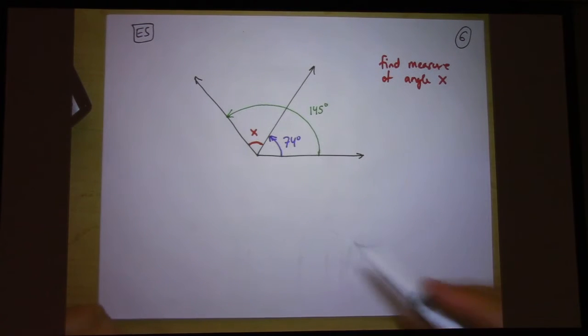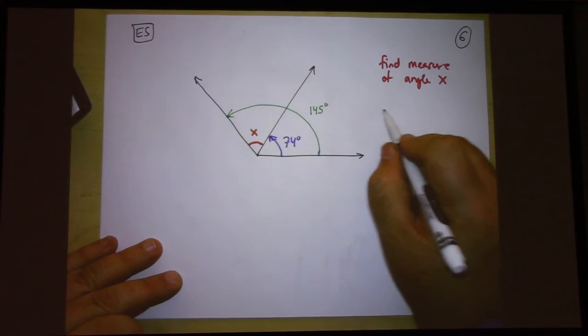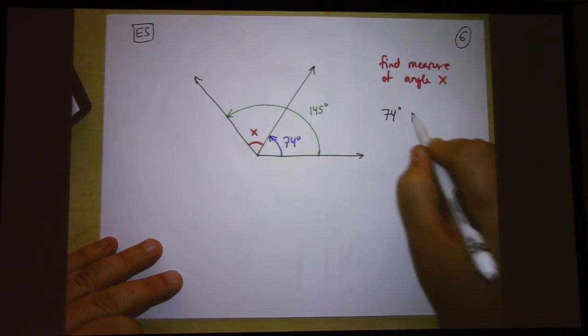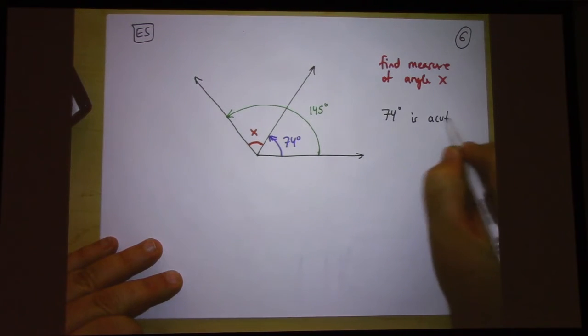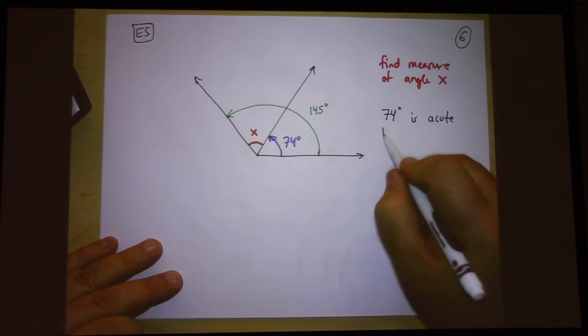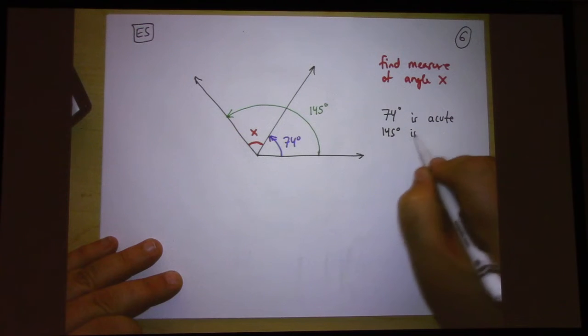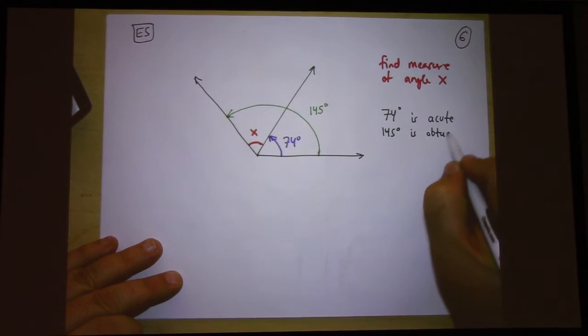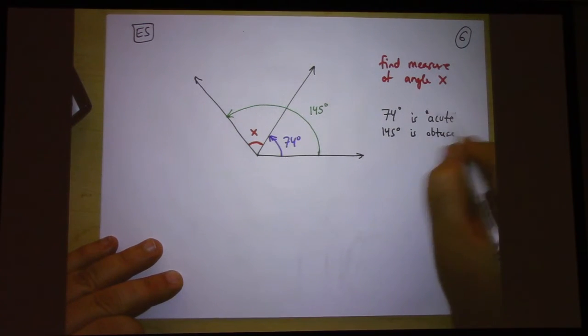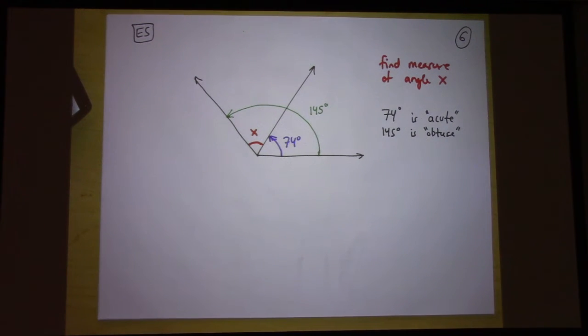So I heard that 74 degrees is acute. And the 145 is what? Is obtuse. What do those mean more technically? Acute means less than 90 degrees. Obtuse means bigger than 90 degrees, right? And I suppose less than 180. So what do you guys think here about x? What's the measure of x?